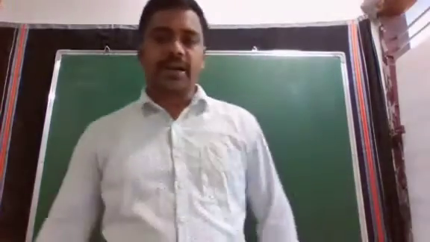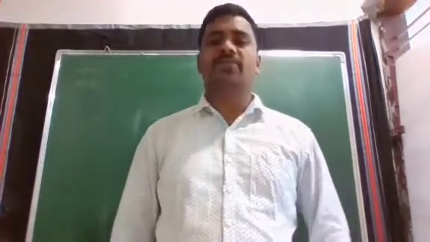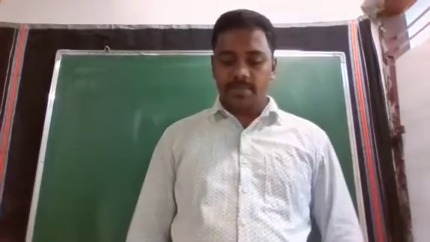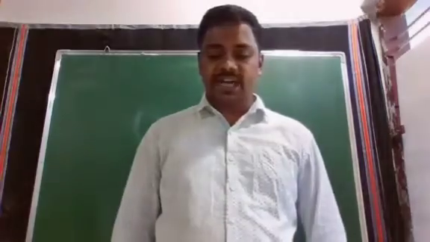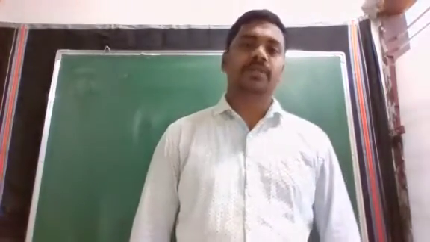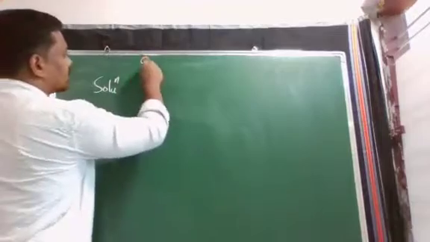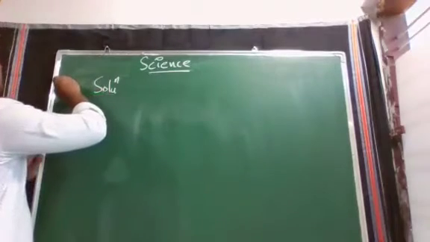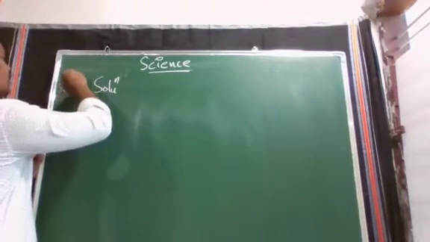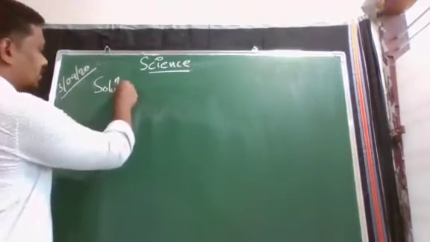I'll read it out. A current of 0.5 ampere is drawn by a filament of an electric bulb for 10 minutes. Find the amount of electric charge that flows through the circuit. I'll write the solution here. Solution. Let us check what the solution is.